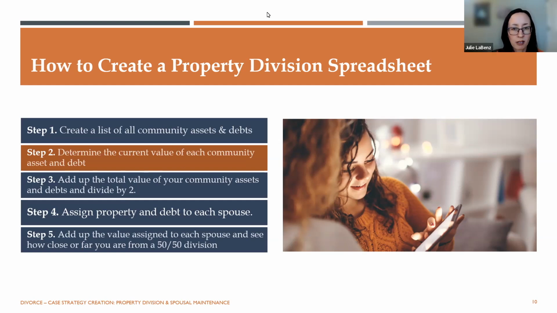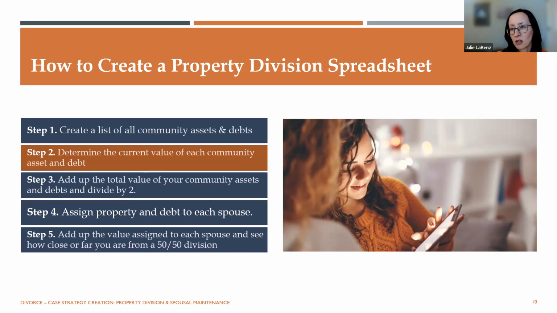In step one of creating a property division spreadsheet, you're first going to create a list of all of your community assets and debts that you have at the time of your divorce. Step two is determine the current value of each community asset and debt. Now, this may take some legwork. Some stuff will be very easy to determine. What's the amount of your outstanding mortgage? Look at the statement. What's the balance of your bank account or credit card debt? Look at the statement. You can find that.